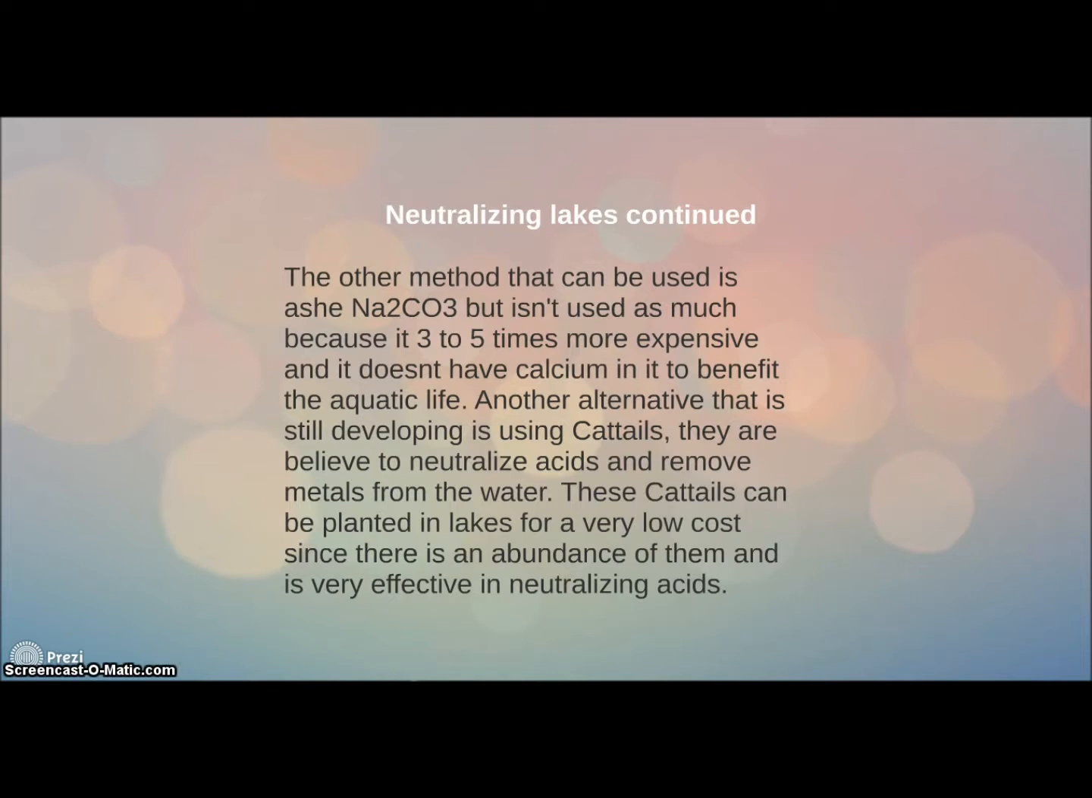And another alternative that is still developing is using cattails. They are believed to neutralize acid and remove metals from the water. These cattails can be planted in lakes for a very low cost since there is an abundance of them, and it is very cost effective in neutralizing acid.